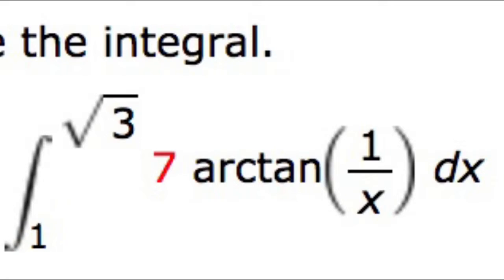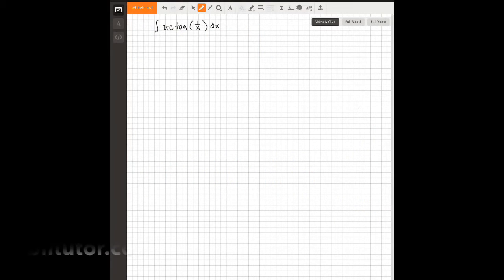In this problem, we'll focus on taking the antiderivative of the arctangent of 1 over x, without focusing on the 7 that's in front or plugging in the boundaries of 1 and the square root of 3. Since we don't know the antiderivative of arctangent, we're going to take an approach with some substitution using trig functions.